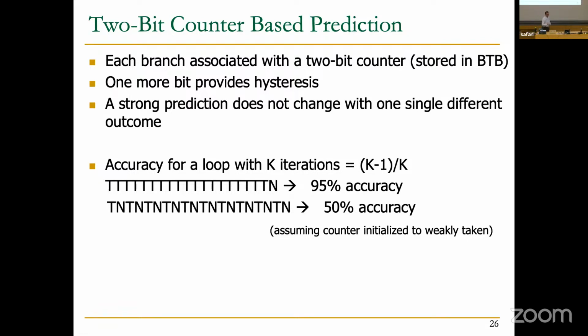So this is where some more sophisticated predictors can help. This is one of the reasons why modern processors actually add loop branch predictors that are specialized for loops.